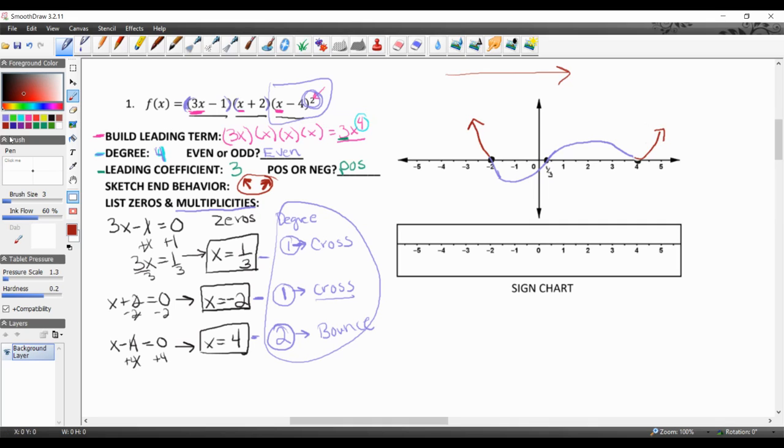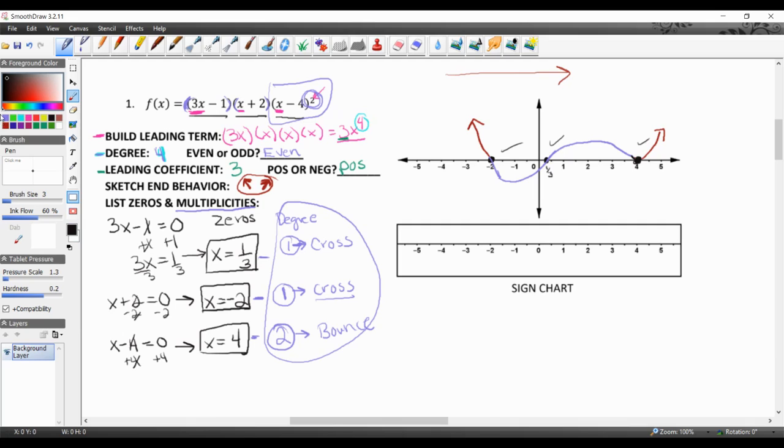Okay. Mine's a little bit crooked, but that's all right. So this is a pretty good idea of what this graph might look like, okay? And we just want to make sure that everything is where it should be. So negative 2 is crossing, check. 1/3 is also crossing, check. And at 4, it's bouncing. So it doesn't really go through the x-axis, it just touches it and then bounces right back up. So check. So we're good to go in that sense, okay?